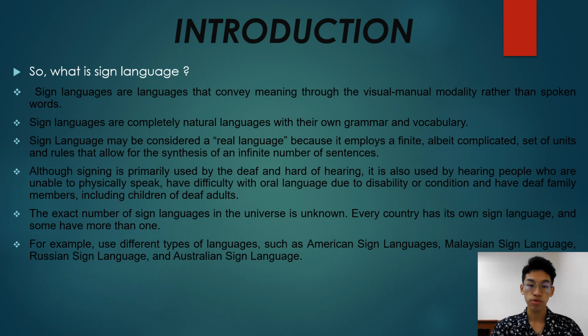Although signing is primarily used by the deaf and hard of hearing, it is also used by hearing people who are unable to physically speak, have difficulty with oral language due to disability or condition, and have deaf family members, including children or deaf adults. The exact number of sign languages in the universe is unknown. Every country has its own sign language, and some have more than one. For example, we have American Sign Language, Malaysian Sign Language, Russian Sign Language, Australian Sign Language, and so on.